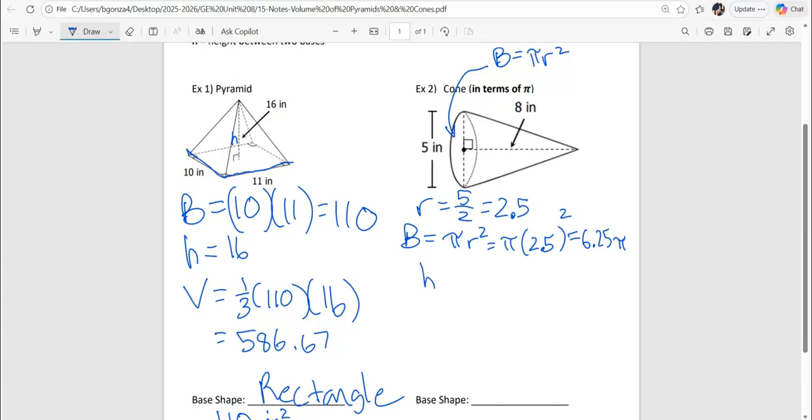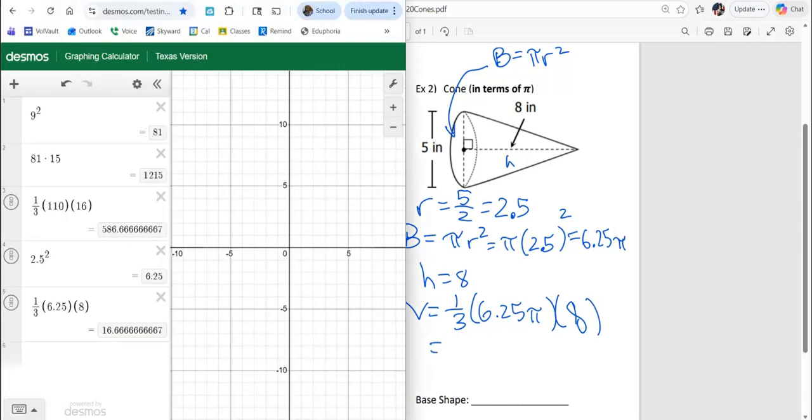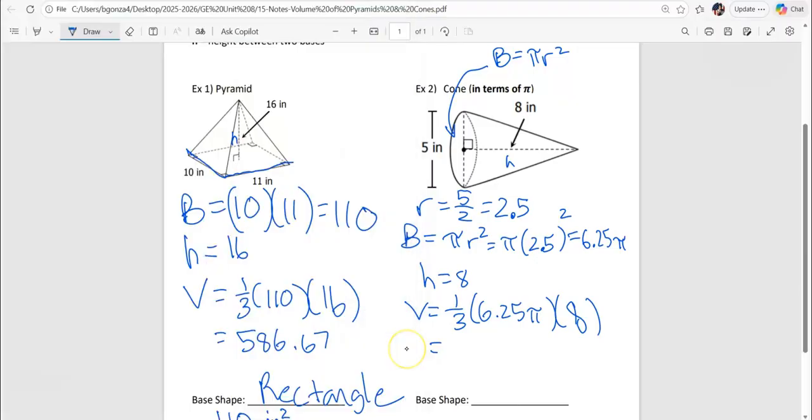What's the height? Who thinks the height is 5? Okay, who thinks the height is 8? All right, it's sideways. Does everyone see a sideways cone? The height is sideways as well. H is 8. So now when I do volume, please do not forget the 1/3 because it is a cone. It's pointy. So 6.25 pi is my base. My height is 8. And I got earlier when I typed this in, do not type the pi, you're going to write the pi, 16.67 pi.